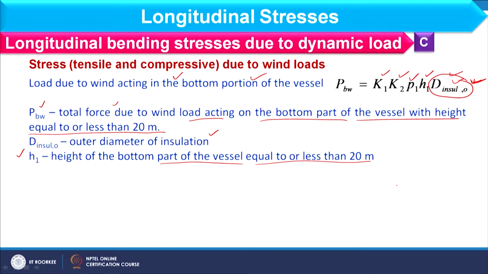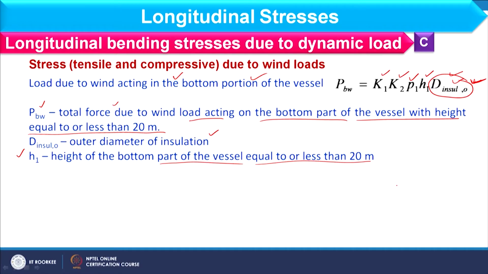Let us say if your vessel is less than 20 meter, we do not consider the upper part, and it will not be counted as a tall vessel, right. So, if the height of the vessel is 20 meter or less, we consider H1 as the height of the bottom part, and you should understand this we are counting from the foundation or from the bottom, right. P1 is basically wind pressure for the bottom part of the vessel. How this P1 should be counted, that we will see.